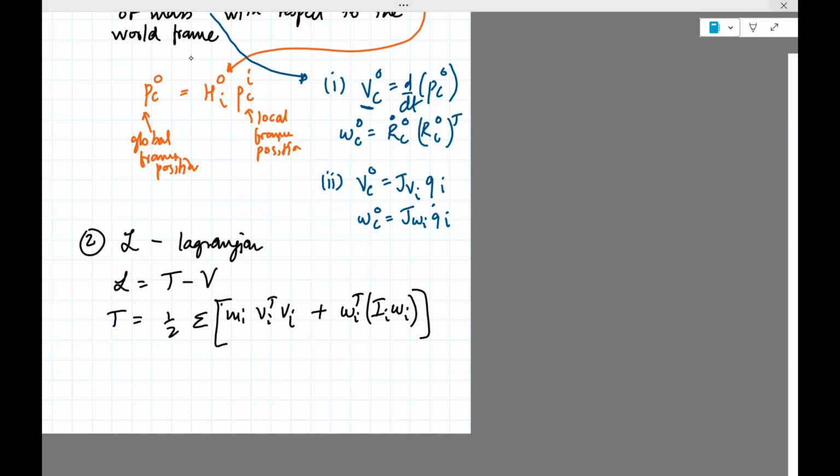This is 3 cross 1 because it is 3 cross 3 times 3 cross 1. And then you multiply it with a 1 cross 3. So T should be a scalar. It cannot be a vector. Energy is always a scalar. So T is the kinetic energy, which includes the translation energy and the rotation energy.